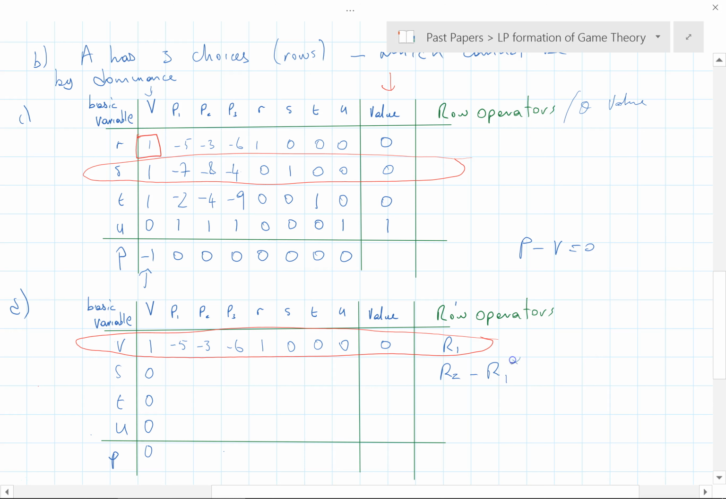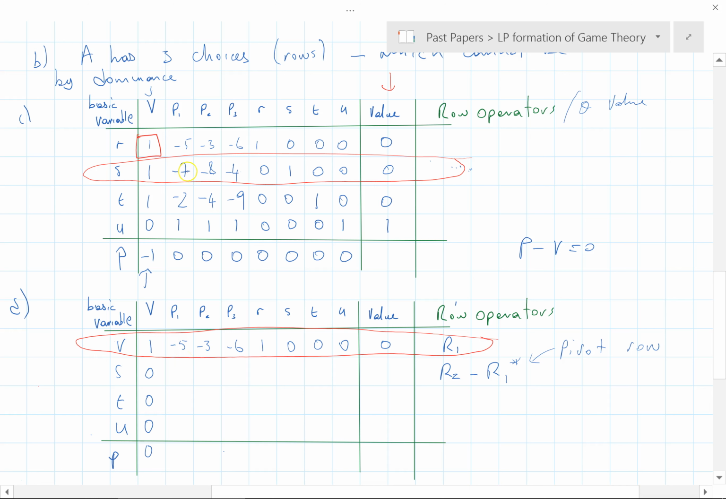Now don't forget, R1 is the new R1, that's a pivot. Some people say pivot row, which is okay. The new R1, whereas R2 is the old R2 up here. Okay, so let's just do that for each of the numbers.